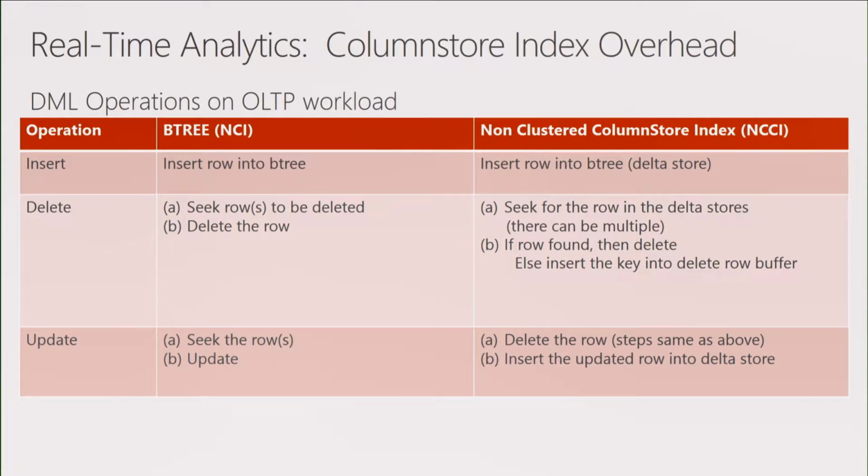Update, again, for standard B trees, you seek to the row and you update it in place. For non-clustered column store indexes, you delete the row with the steps above, and then you insert the updated row into the Delta store. So there's some extra work over there on the right-hand side. What can we do about that?